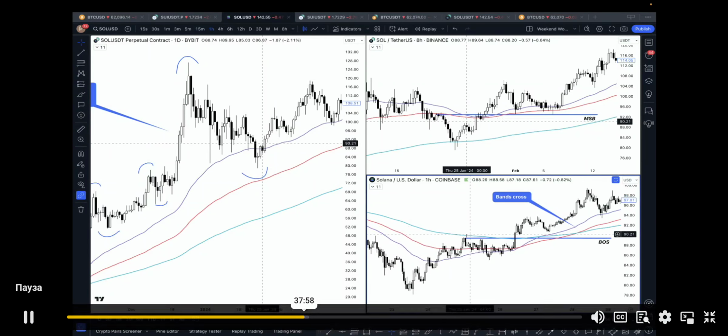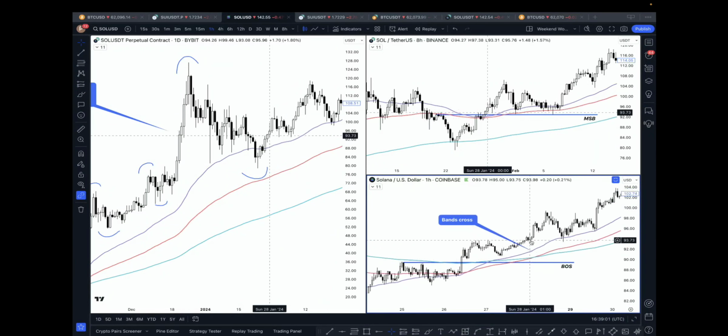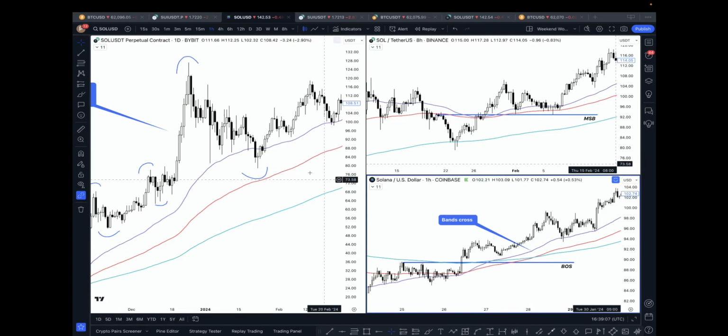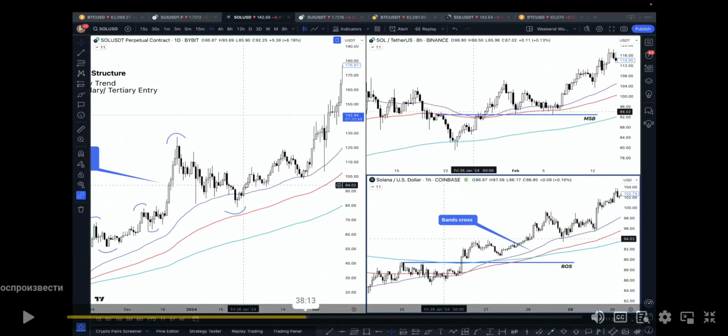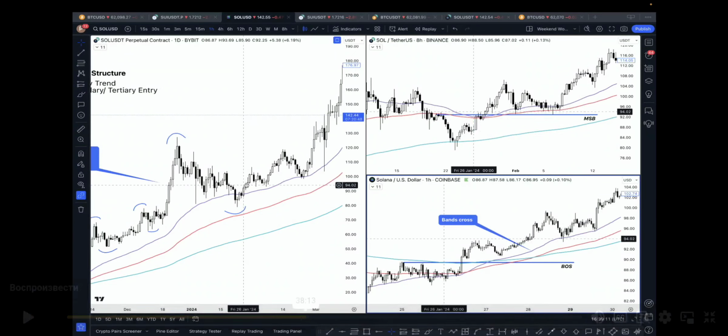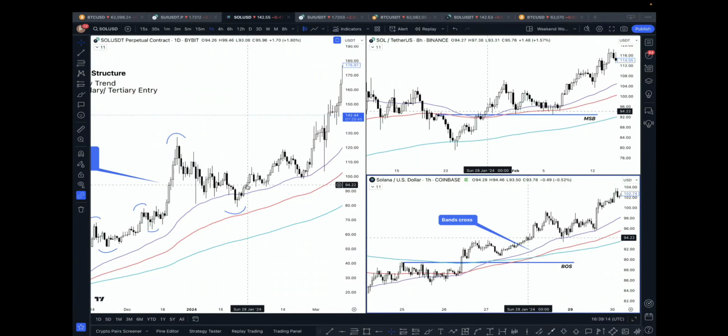Tertiary, your third, you have a break of structure, again using market structure here on the 1 hour, and your bands cross over here. That's your entry point. And when you go back to your primary asset, primary time frame, that would be your rough entry point there.